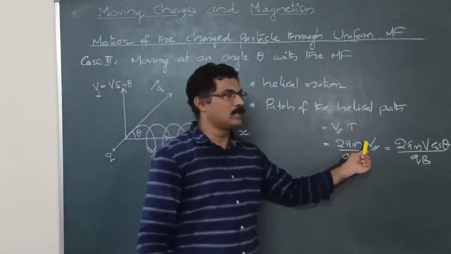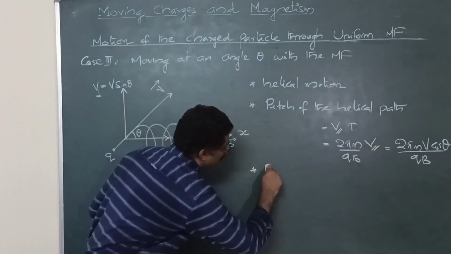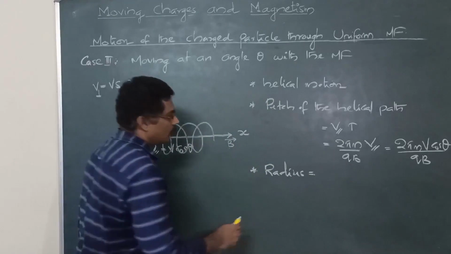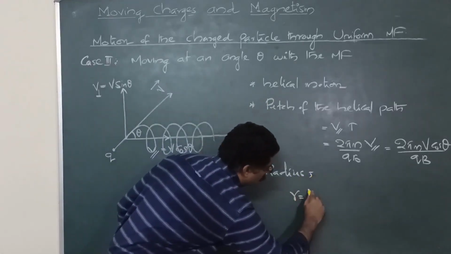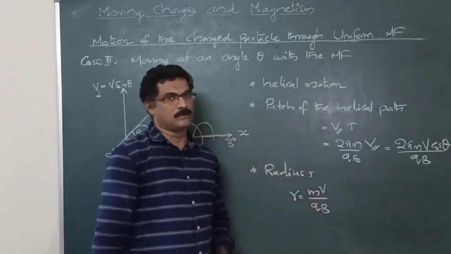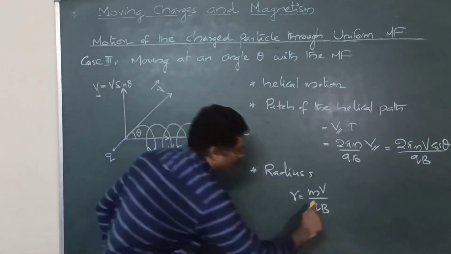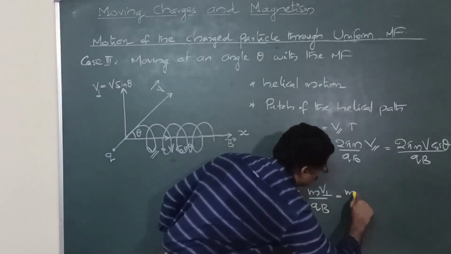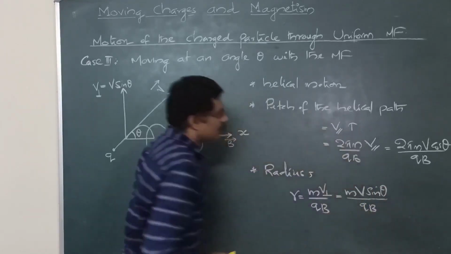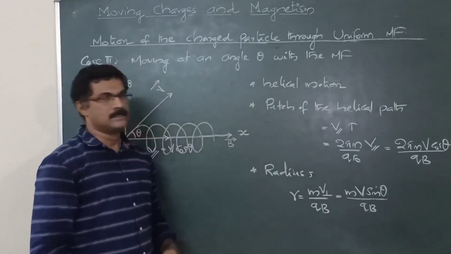Remember, you have to substitute the velocity parallel to the magnetic field. The third point is, what is the radius of this motion? Radius of this motion is given by R equal to mv by qB. Which velocity component do you have to substitute? We know that circular motion is due to the perpendicular component of velocity, so you have to substitute v perpendicular. So this is mv sine theta divided by qB. So the motion is helical, the pitch of the path is like this, and the radius is given by this equation.